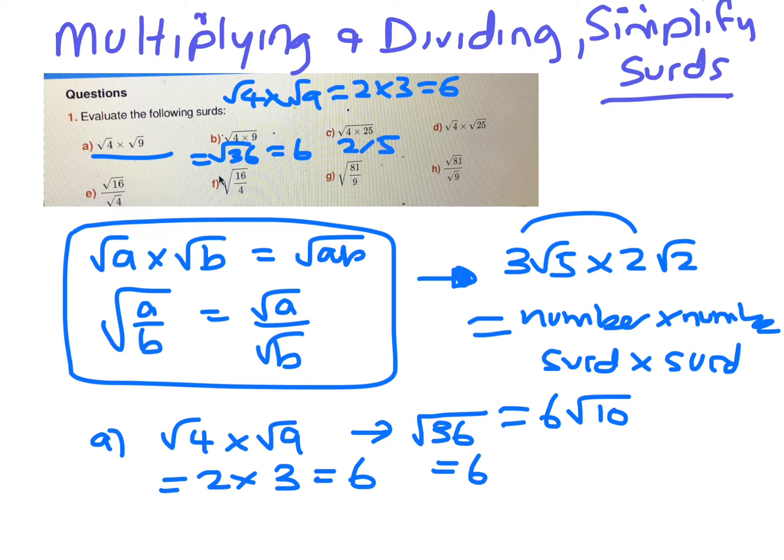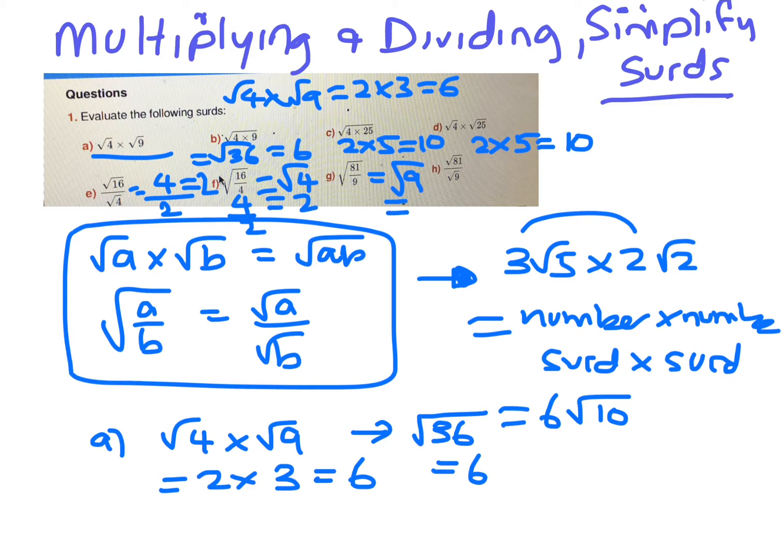This would be 2 5s are 10, because you can root 4 times root 25, and 2 times 5 is 10. So I think they're just trying to get you to do the difference. Root 16 is 4, root 4 is 2, 4 on 2 is 2. So you could go 16 on 4 is 4, and then square root it, which is 2, or you could go root 16, which is 4 on root 4, which is 2, which overall gives you 2. This is root 9, which is 3, and this is 9 on 3, which is 3.